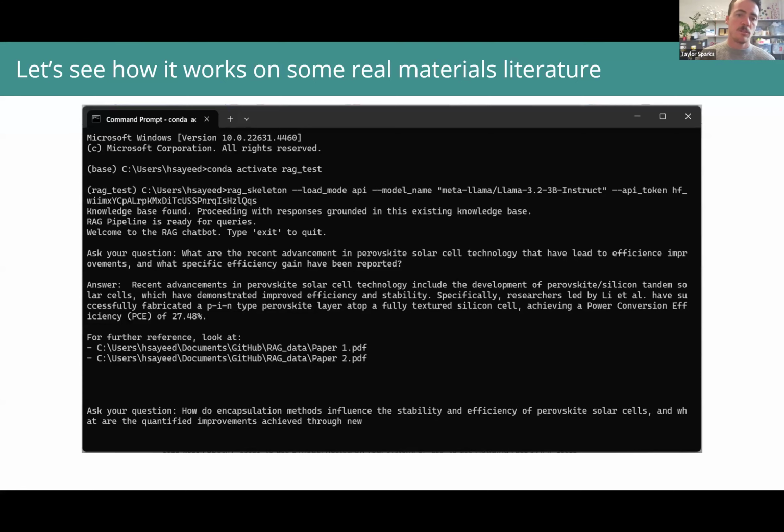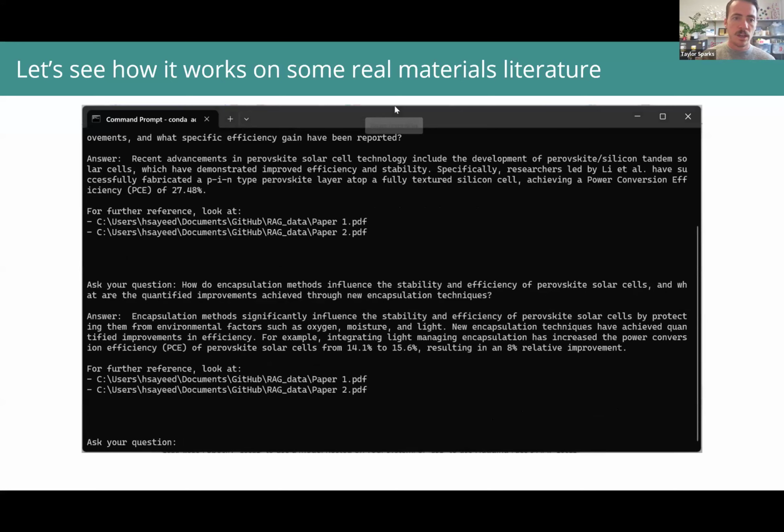Here he asked another question. He's like, well, what about encapsulation methods to influence stability and efficiency? What do we know about those? And again, it's able to provide really good responses.